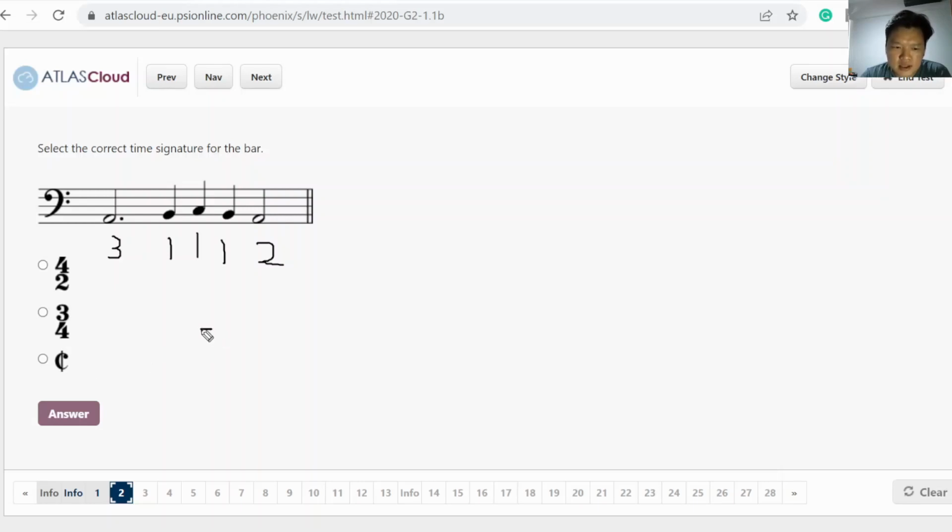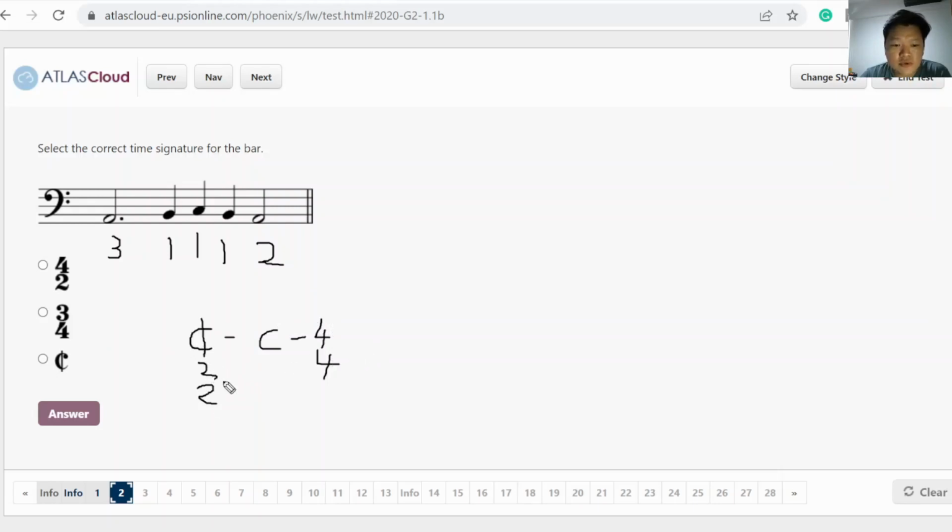Most people will get confused with this C and this one. C actually stands for common time, which is 4/4. And when you get a line through it, it actually means 2/2. 2/2 is also 4 counts, but it's a grouping difference, so we are not talking about the groupings right now. Just take note that the C with a line is 2/2.